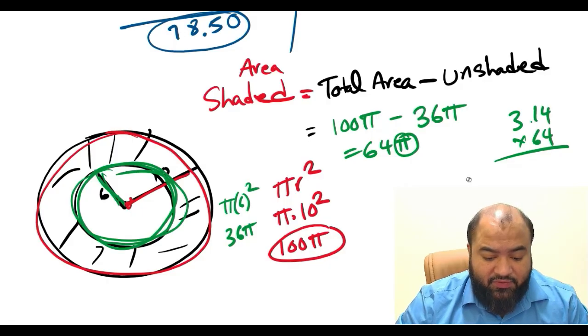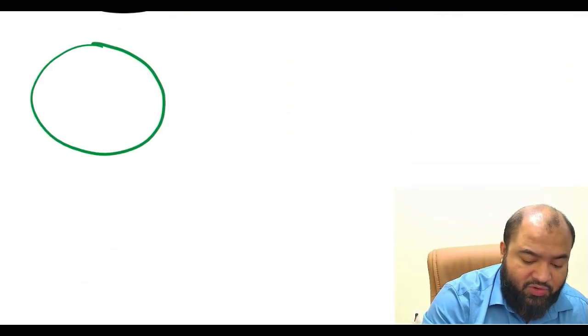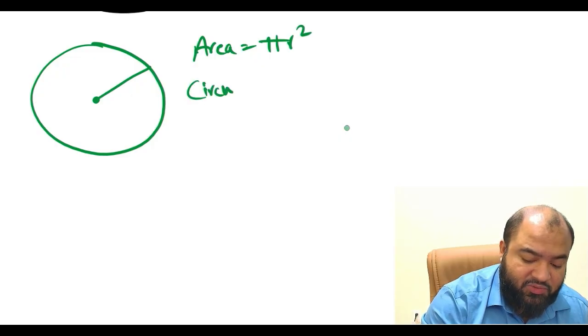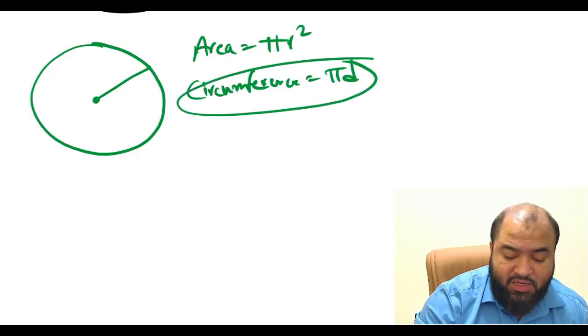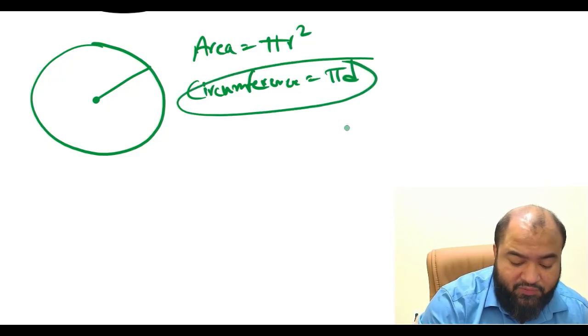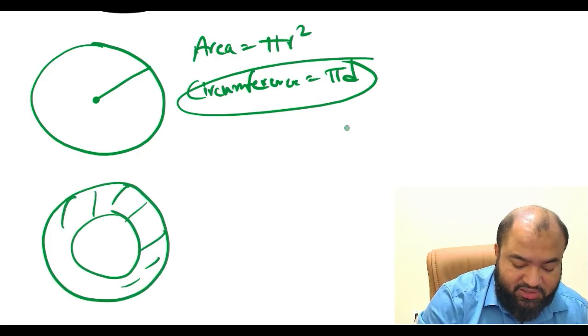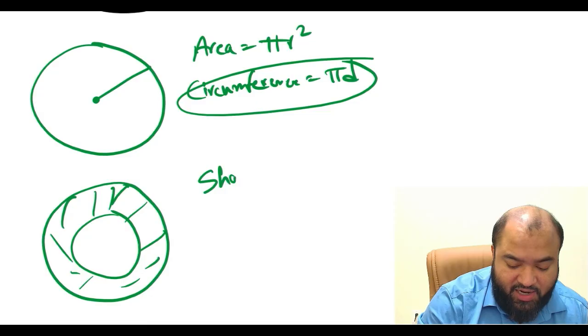Let me give you an overview before we start the worksheet. First of all, you understood what a circle, radius, diameter are. Area of the circle is pi radius squared. Circumference, we're not going to really do today, but I'm writing it down in case you need it, pi d. And you need to know how to find the donut, the shaded region. Today's main objective is how to find the shaded area.